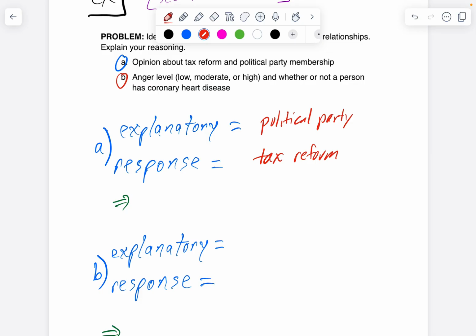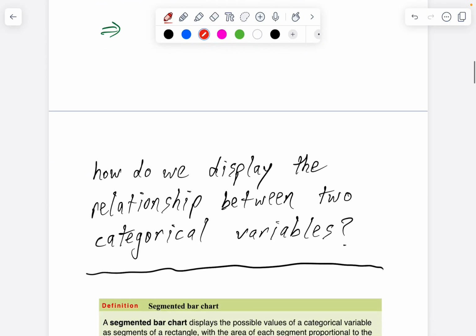Part B of this example, anger level, low, moderate, or high, and whether or not a person has coronary heart disease. In this case, we are going to try to determine if someone's level of anger is going to help explain or predict whether that person may be more or less likely to end up with heart disease. For example, maybe someone who is angry all the time, has a high level of anger, might have a higher occurrence of coronary heart disease. And so the anger level is the input, and the coronary heart disease would be the output. But the specific terms here are explanatory and response variables.